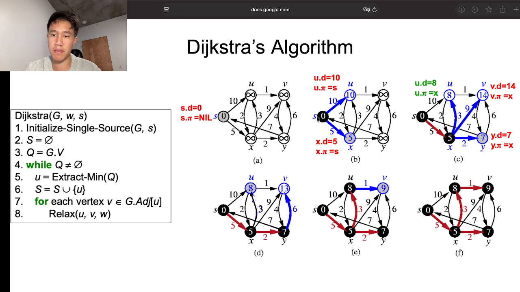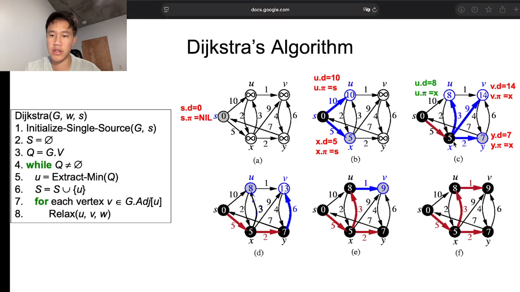Okay, so to this part we have already analyzed node S, so we have covered it. So we're going to paint it black. And then we're going to move on to the smallest uncovered node. So in this case, it's node X with a value of 5, right? Smaller than any other uncovered node. And this part is shown on line 5 of the pseudocode, extract min.